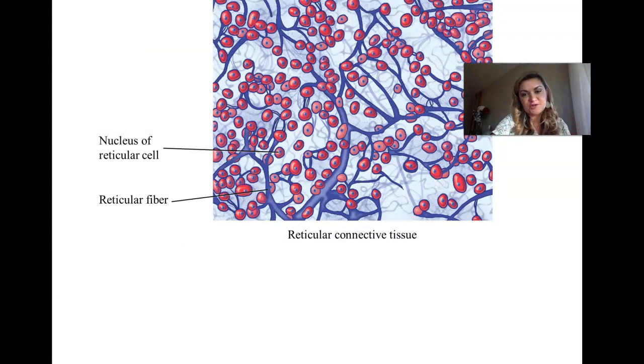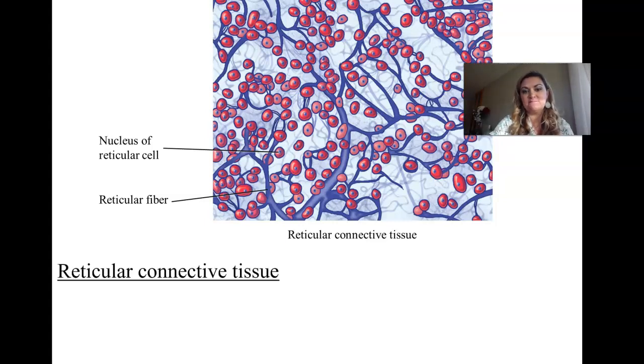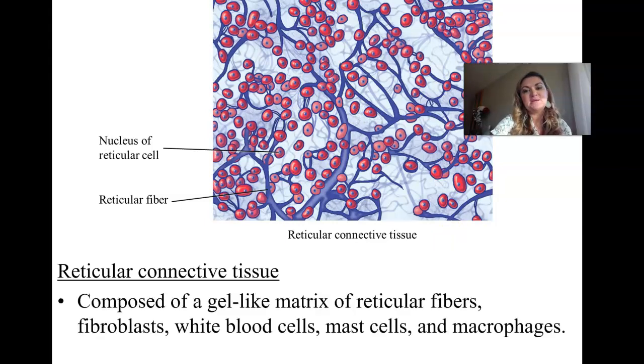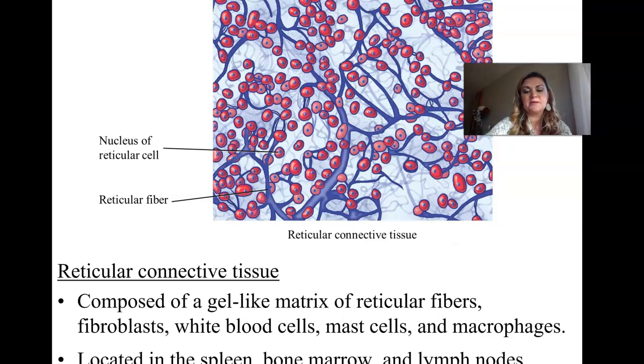So looking at this picture here, this is going to be reticular connective tissue. It's another type of loose connective tissue that you'll see here. And of course it has reticular fibers and it's going to have nuclei of those reticular cells. It's going to be composed of a gel-like matrix, the reticular fibers. It's going to have some fibroblasts in there. You can find some white blood cells, some mast cells, and some macrophages. They're going to be located in places like the spleen, the bone marrow, and the lymph nodes.